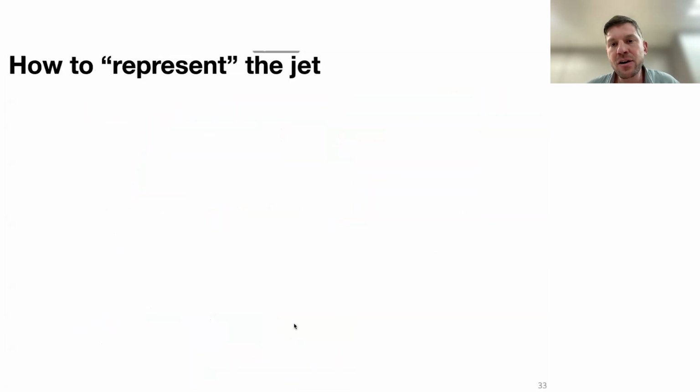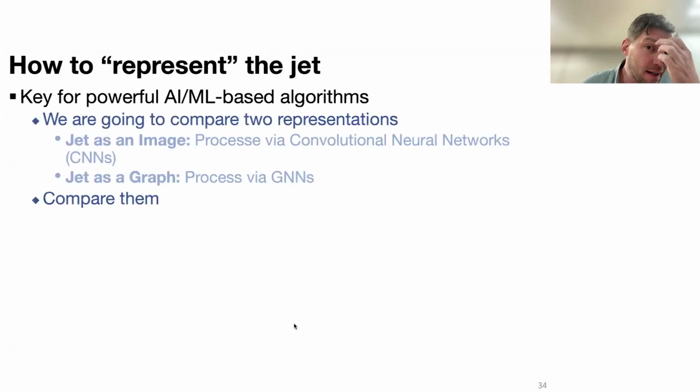And the key question in AI and machine learning based algorithms is how you have all this information, how you represent it. And what happened at the beginning is to treat the detector as a camera, and then treat the jet, this object, as an image, and process this information using convolutional neural networks. We will see how we develop this.